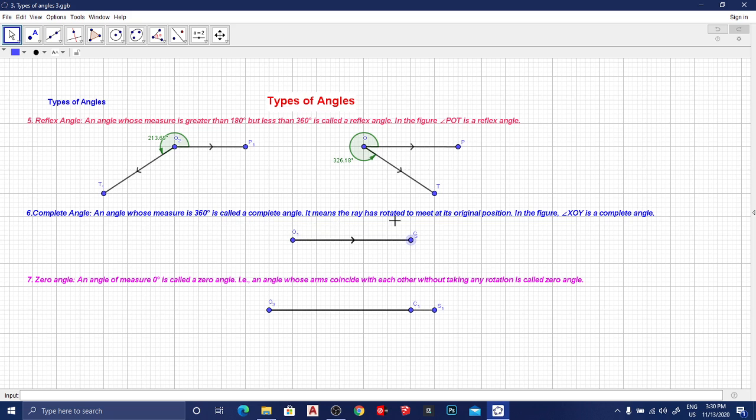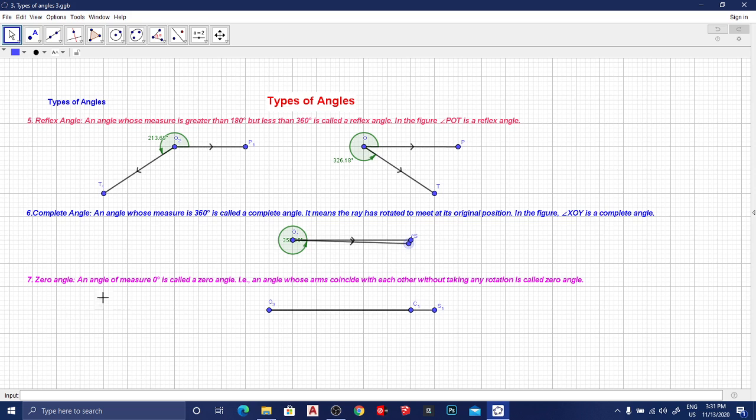It means the ray has rotated to meet at its original position. See here, it is coming like this, and it is shown by an arrow like this. It is rotating completely. Always you have to show an arrow to indicate the complete angle. This is angle XOY. Angle XOY is the complete angle.